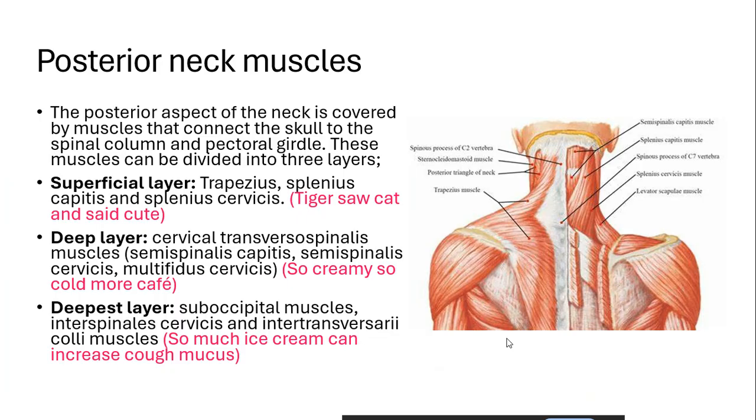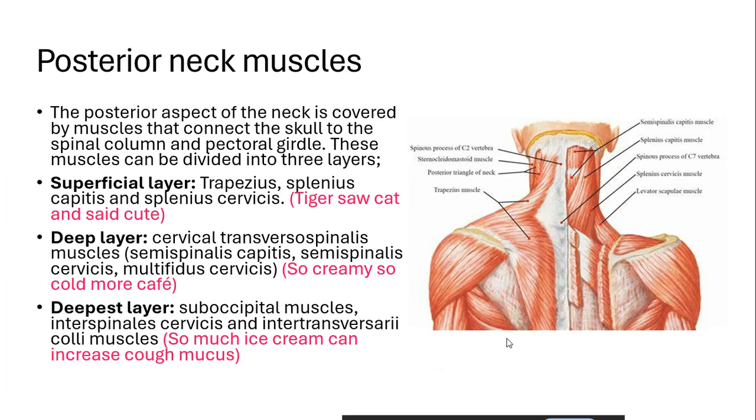Alright, so posterior neck muscles. The posterior aspect of the neck is covered by muscles that connect the skull to the spinal column and pectoral girdle. These muscles can be divided into three layers. One is the superficial layer: trapezius, splenius capitis, and splenius cervicis, right? So, tiger saw cat and said cute. Trapezius, splenius capitis, splenius cervicis.